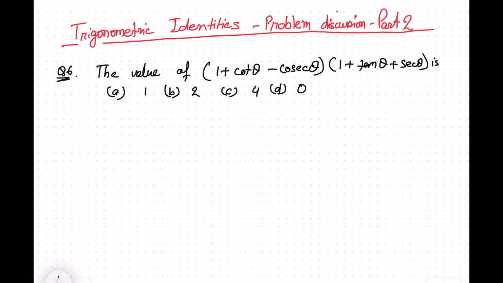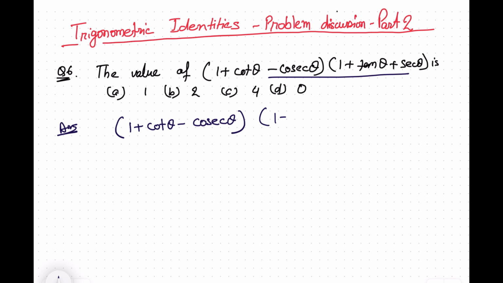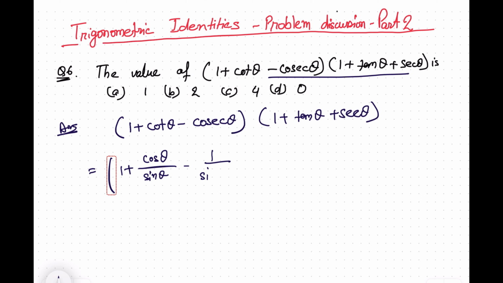Okay. Sixth question. In this question, we have to find out this value. Since you can see this is an MCQ, right? Let's solve this one. So 1 plus cot theta minus cosec theta and 1 plus tan theta plus secant theta. Let's solve this. Okay, I'm converting everything into sine and cos. So it's going to be 1 plus cot theta, we can write as cos theta divided by sine theta, minus 1 over sine theta. This will be 1 plus sine theta divided by cos theta, and this will be 1 divided by cos theta.